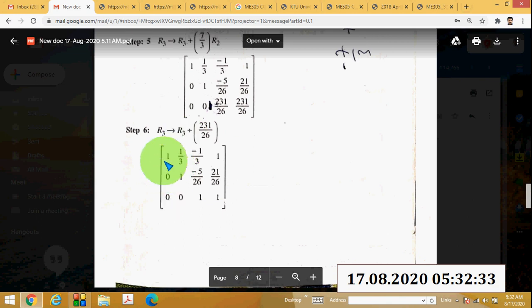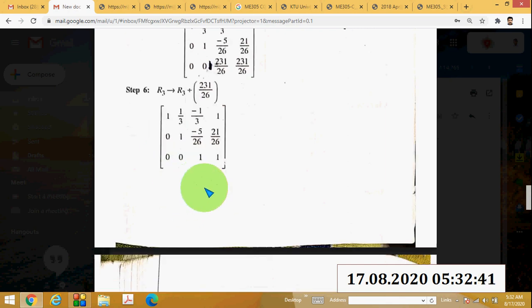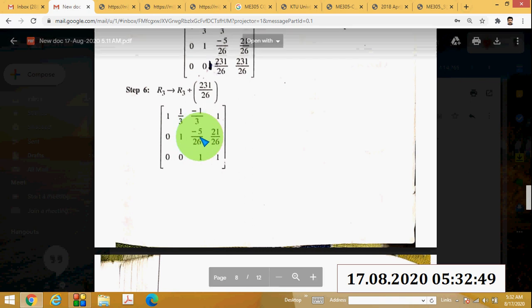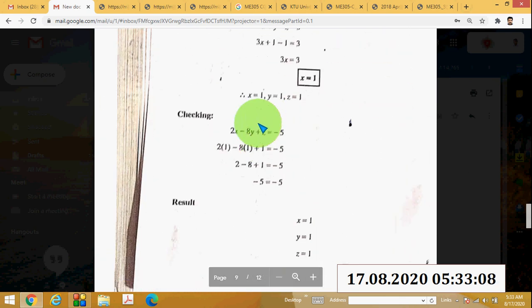Now you can see all the values under the diagonal become zeros, so 0, 0, 0, and then back substitution. Consider the third row, z is equal to 1. Then the next equation, y minus 5 by 26 z is equal to 21 by 26. You have to substitute the value of z here, you will get the value of y. Then x plus 1 by 3 y minus 1 by 3 z is equal to 1. Substitute the values of y and z here, you will get the value of x. So the value of x is 1, y is equal to 1, z is equal to 1.